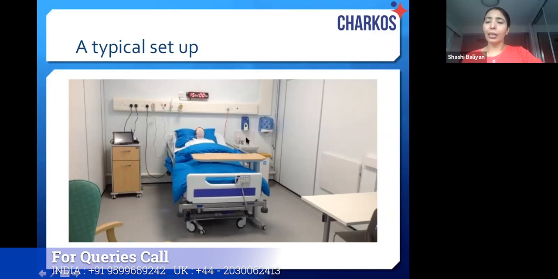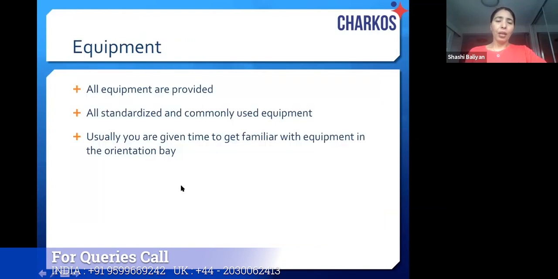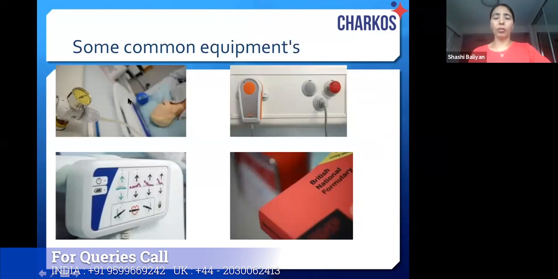So this is a typical setting, although as I said, there can be slight differences. But most of the time this is how the setup is going to be. Now, equipment: as I've already mentioned, all of the equipment is provided, and it is all standard and very commonly used. You will be given time to familiarize yourself in the orientation bay. There are some other pictures I have added of the equipment, like this one with the gases.